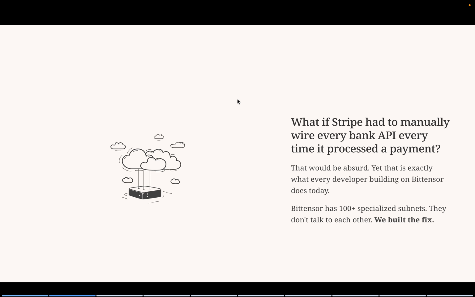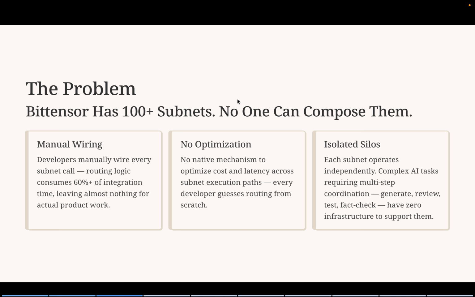We built it. The problem mainly is the manual wiring. The average developer spends around 60% of the integration time on routing logic, not the product. There is no cost or latency optimization and no native mechanism to route to the cheapest and the fastest path. Precisely, Bittensor subnets today are isolated AI services: text generation on SN1, code review on SN62, inference on SN64, data transforming on SN11. They are all excellent at their specialization, but they do not compose.